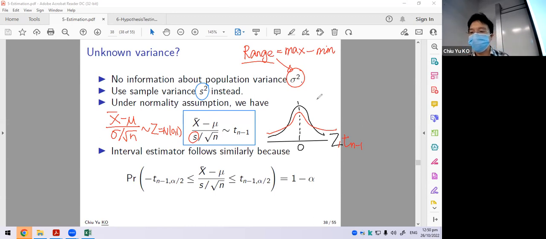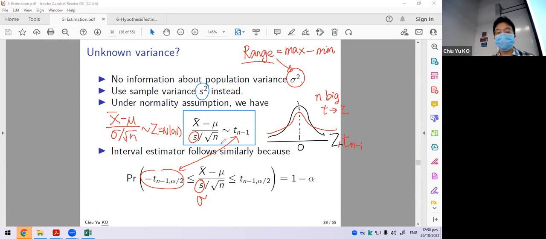And remember, when n is very big, they're the same. When n is big, T will be very close to Z, because when n gets bigger, the tail becomes smaller and the peak becomes taller. And you can see, we can follow the same proof. We are not going to do it, but basically you just replace sigma with this, and this just comes from here, and then you're done. So basically replace it.